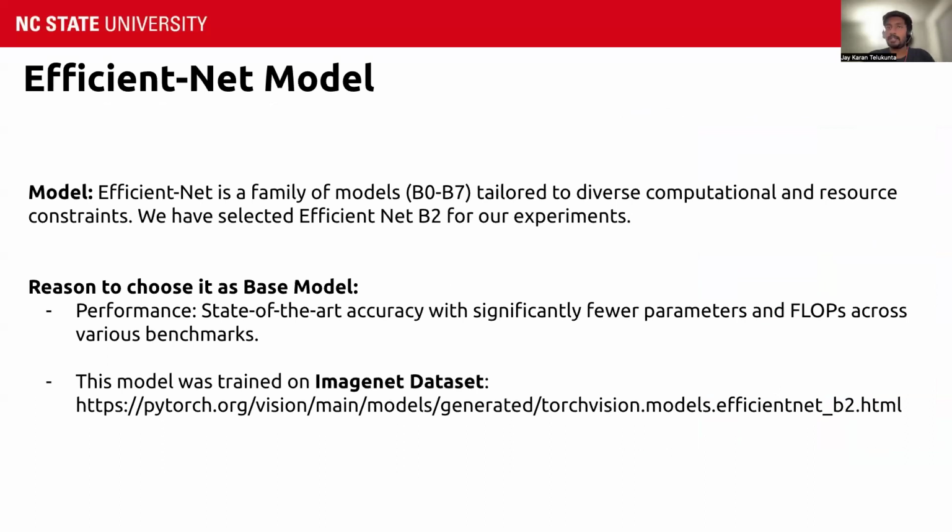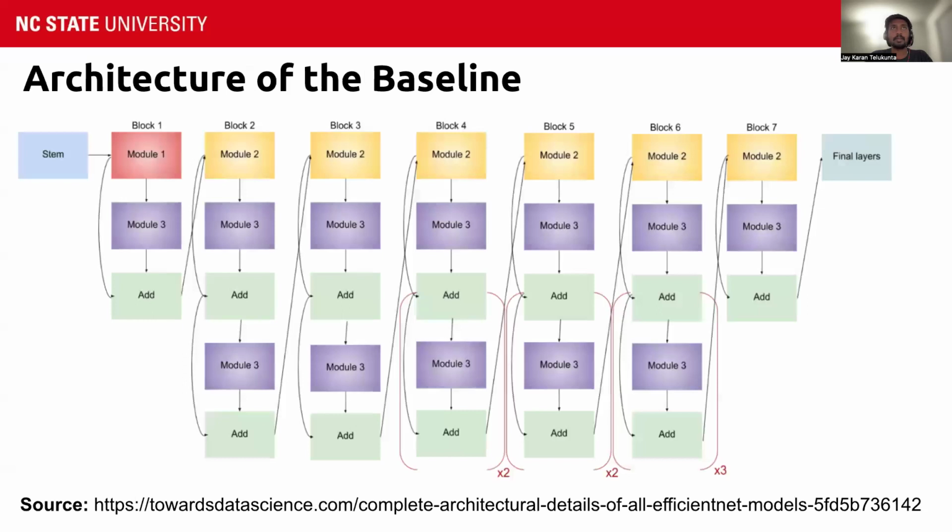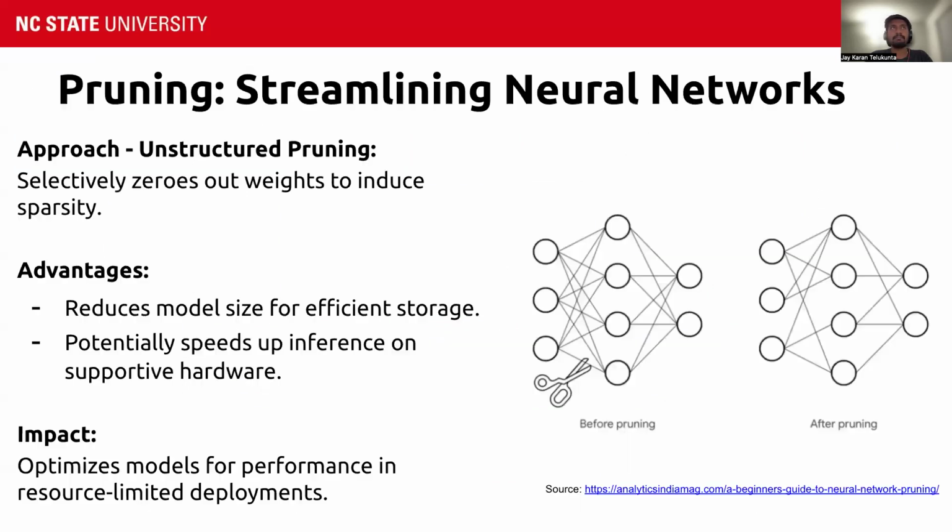Looking a little into EfficientNet model details, this model has 7 different variants, and we have chosen specifically model B2. The performance of this model is significantly good, and it has only fewer parameters and FLOPs across various benchmarks. This model is actually trained on the ImageNet dataset. We chose this as our base model. This is a quick look into the architecture of the model.